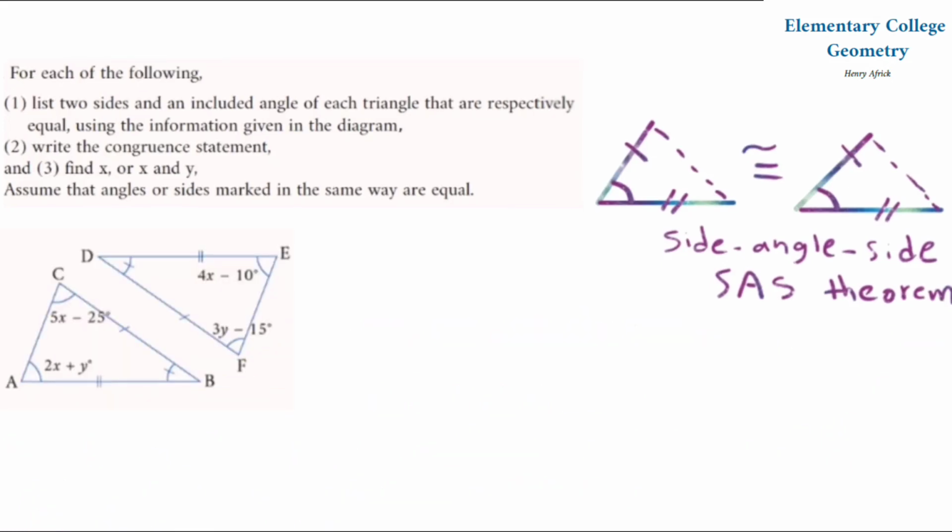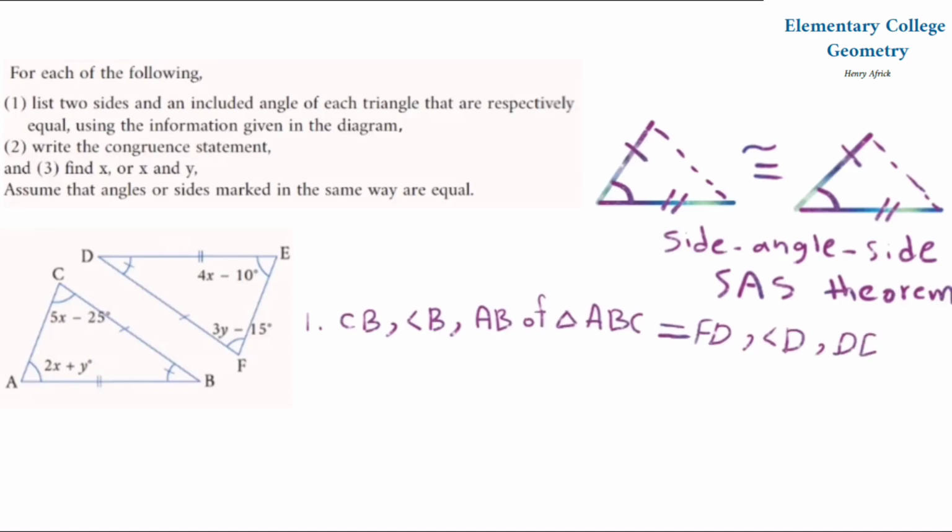The next figure, in this figure, these two triangles are congruent due to the side angle side theorem. So the side CB and the angle B and the side AB of the triangle ABC are respectively equal to the side FD and the angle D and the side DE of the triangle FDE.